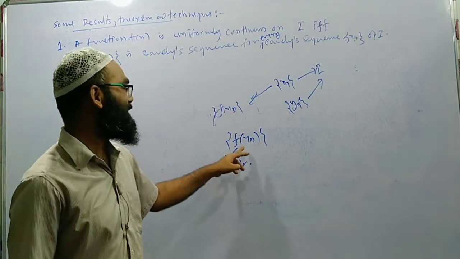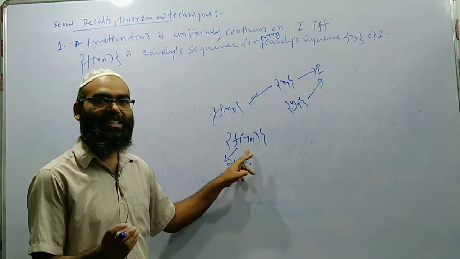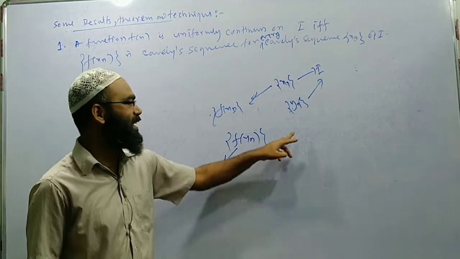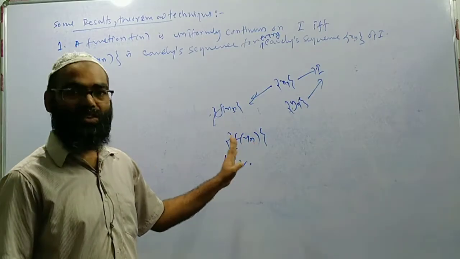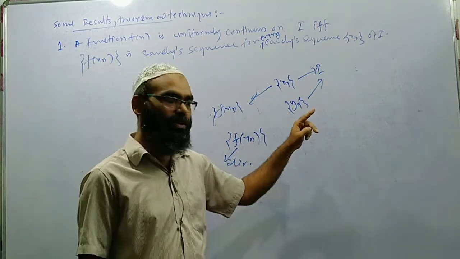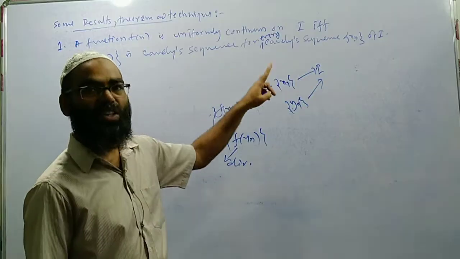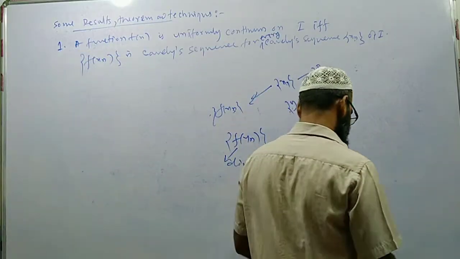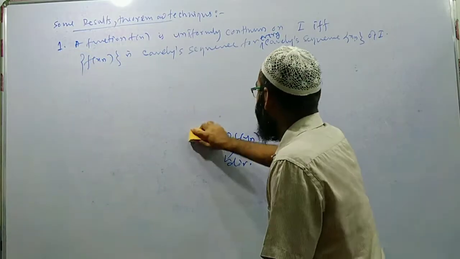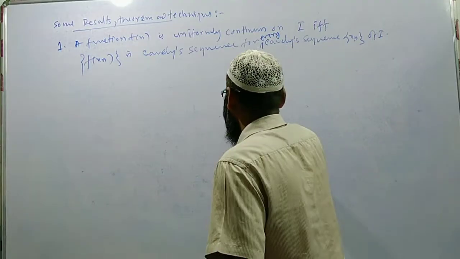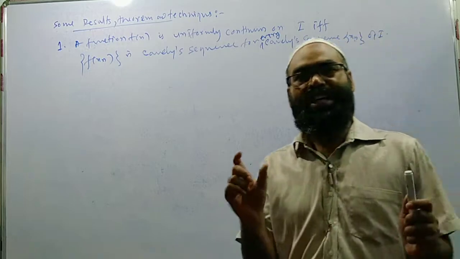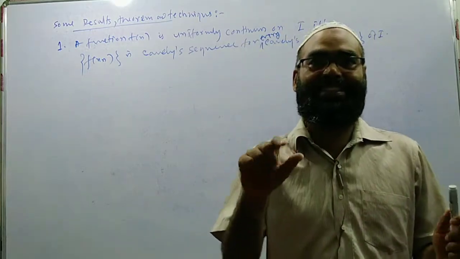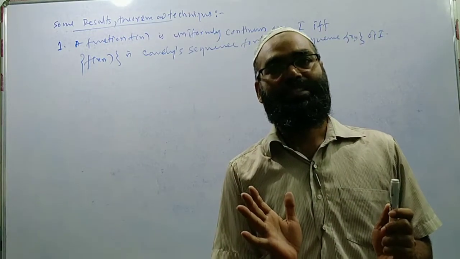Divergence means it is not convergent, that is, it is not a Cauchy sequence. If y_n is a Cauchy sequence, but its functional value sequence is not a Cauchy sequence, then we can confidently conclude that the function f(x) is not uniformly continuous on I. And this technique will be applied when we are to show that the function f(x) is not uniformly continuous.